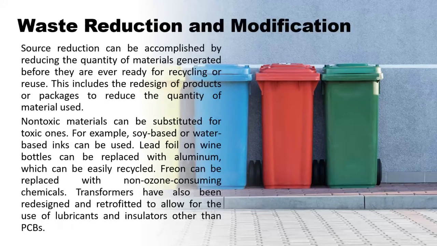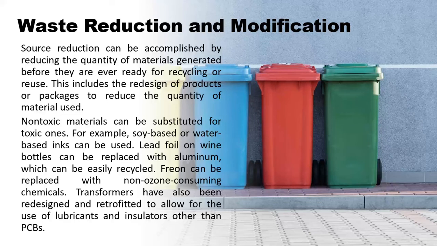Waste reduction and modification. Source reduction can be accomplished by reducing the quantity of materials generated before they are ever ready for recycling or reuse. This includes the redesign of products or packages to reduce the quantity of material used. Non-toxic materials can be substituted for toxic ones. For example, soy-based or water-based inks can be used.